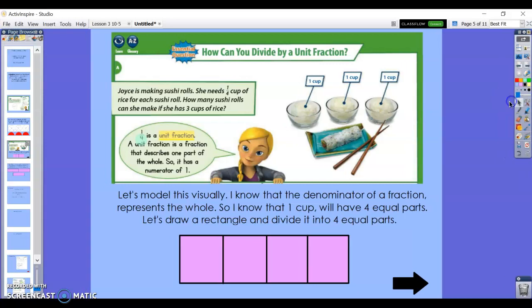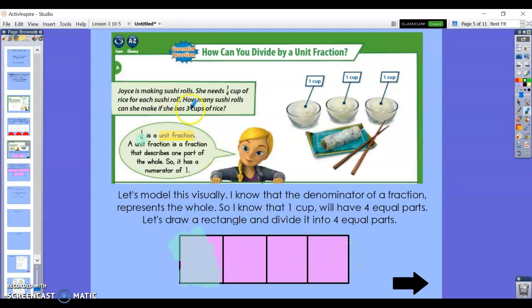Now each portion of this whole is 1/4. This is 1/4, this is 1/4, this is 1/4, this is 1/4. If you think about it, Joyce only needs 1/4 to make one sushi roll. So she can make one sushi roll with 1/4. She still has all this rice left over. She could continue to make sushi rolls.